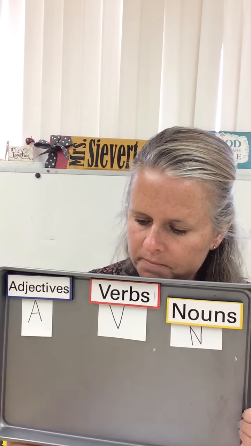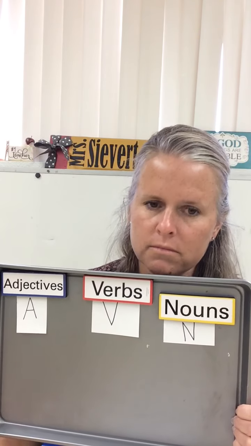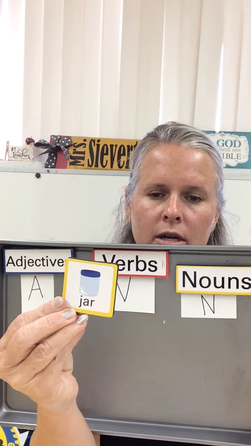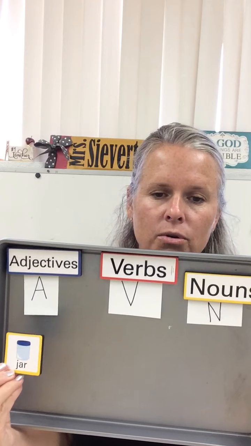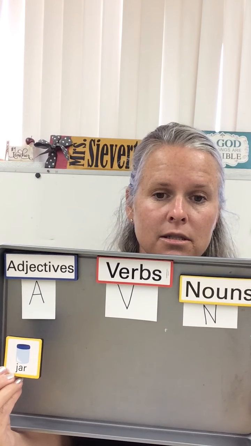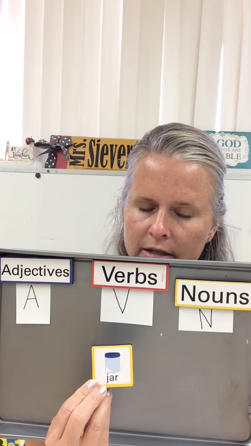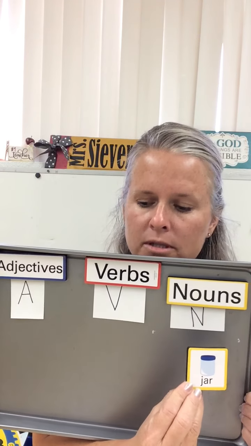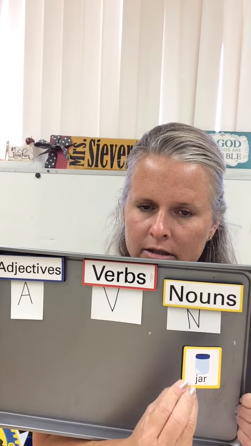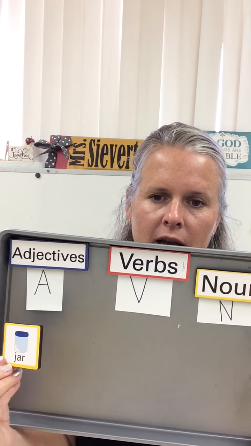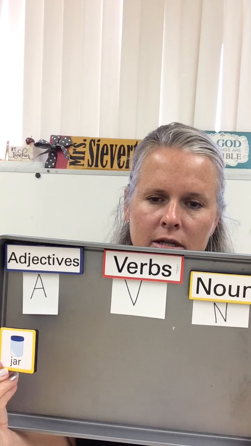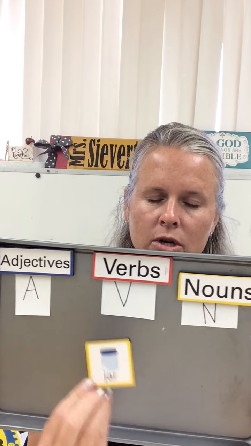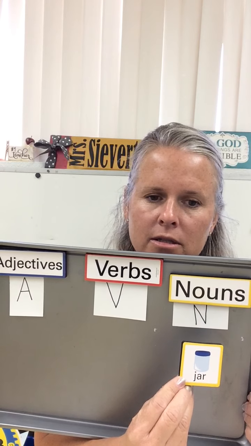Last one. Jar, jar. Is it something you are describing, doing, an action word, or is it a person, place, or thing? So describing, adjective describes. Verb tells you what it's doing. It's an action word, jar. Or noun, person, place, or thing.